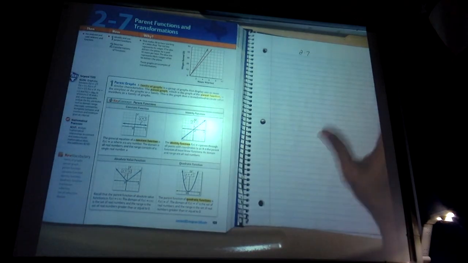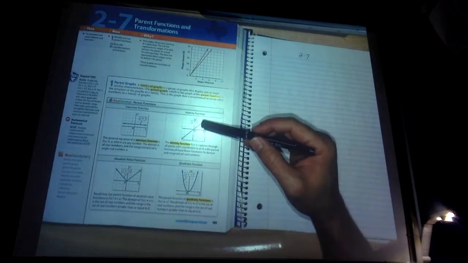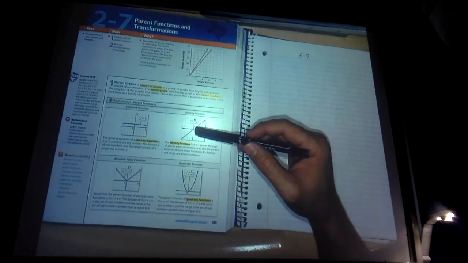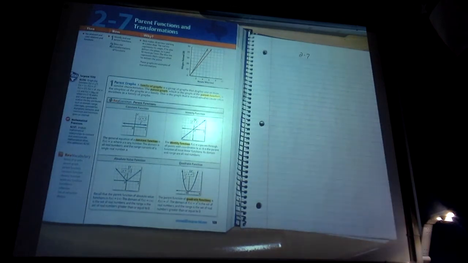The identity function, or the parent function for a linear equation, is this top right box, y equals x. What that means is that we have a y-intercept at the origin, 0, 0, and in this instance, I have no change to the slope. The slope is 1. If you were graphing y equals x, you would put a point at 0 and go up 1, right 1, or down 1, left 1, and draw your graph. The book also calls this the identity function, okay?